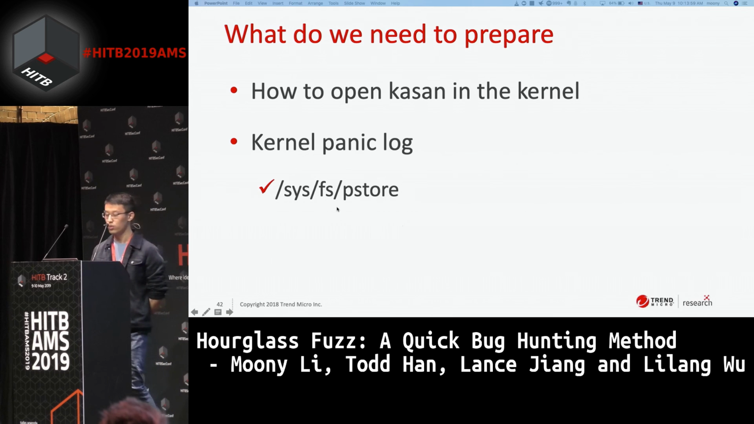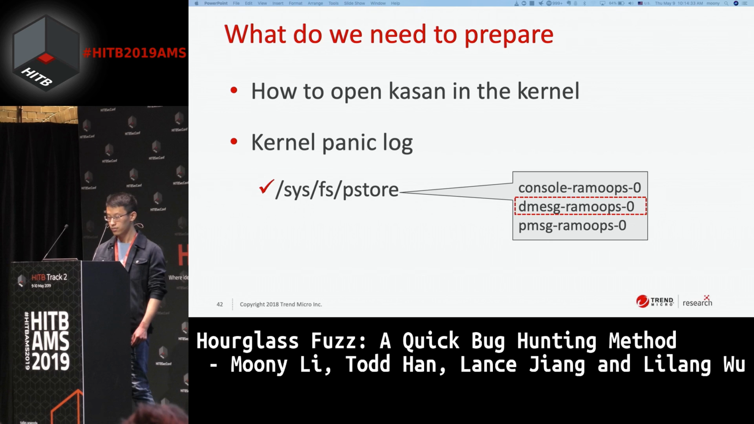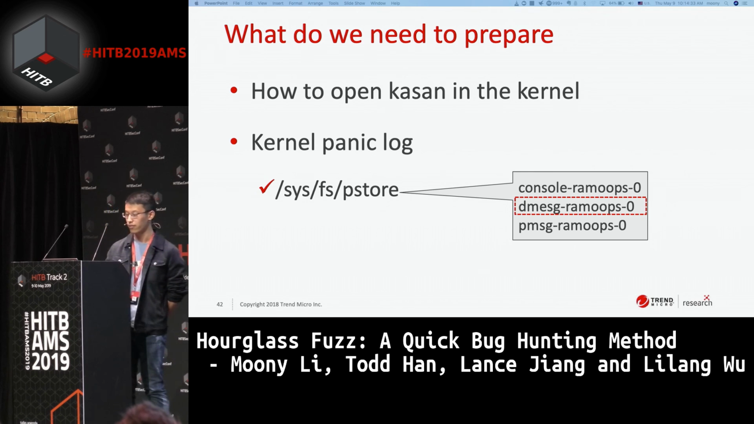What do we need to prepare? Firstly, we must know how to open keysign in the kernel, and then if the kernel panicked, we need to know where the panic log is stored. To collect the panic log of the Android kernel, we need to know first that the panic log of the Android kernel is stored in the sys/fs/pstore directory. There are 3 files in the directory, as shown in the picture, and the dmesg-ramoops-0 file is the panic log file.